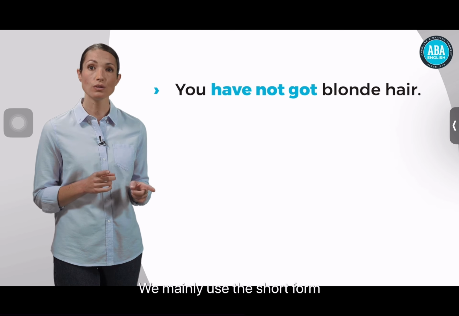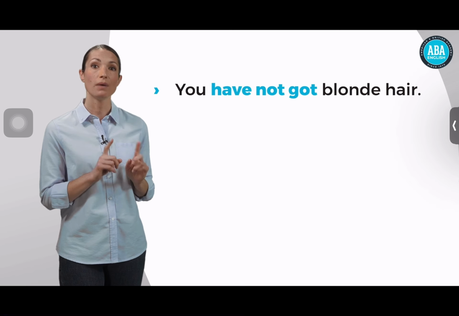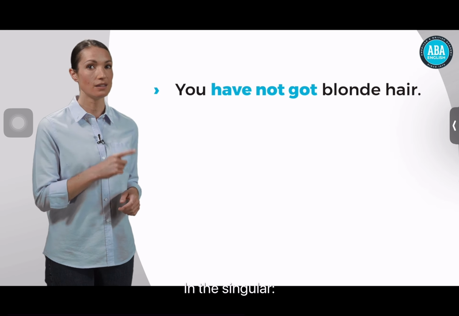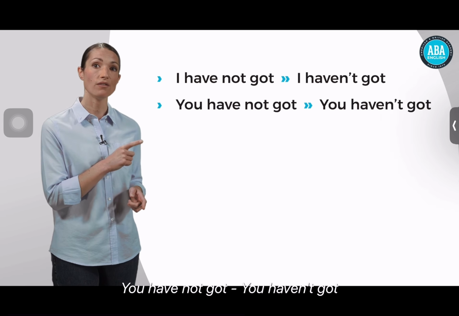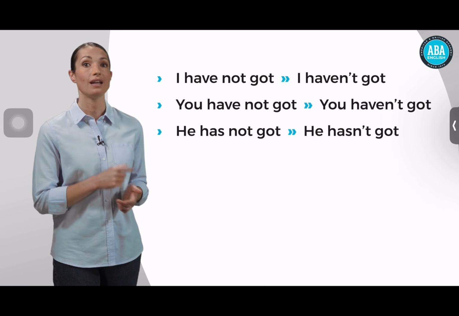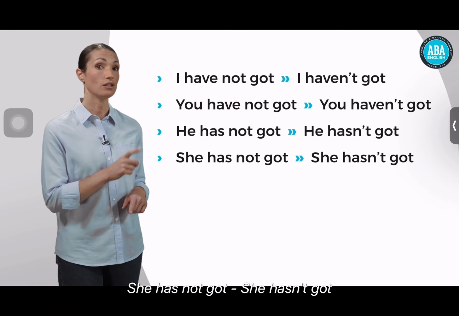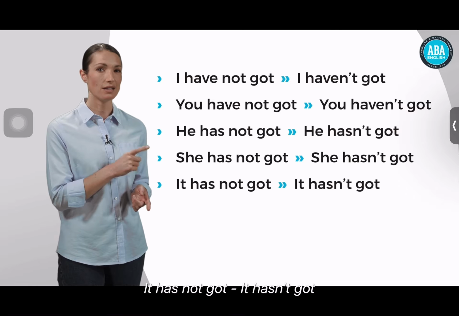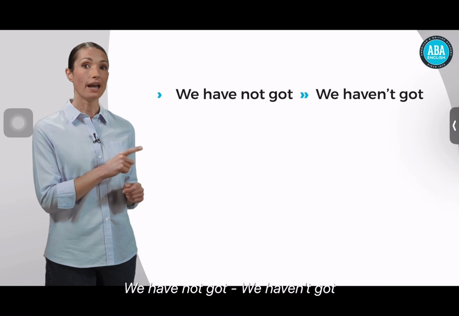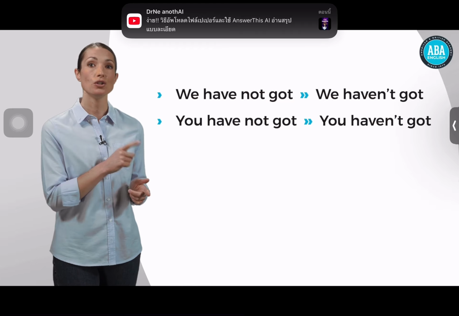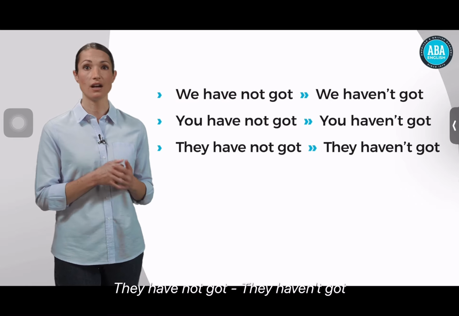We mainly use the short form and we contract have and not together, but let's look at both forms. In the singular, I have not got, I haven't got. You have not got, you haven't got. He has not got, he hasn't got. She has not got, she hasn't got. It has not got, it hasn't got. And now in the plural, we have not got, we haven't got. You have not got, you haven't got. They have not got, they haven't got.